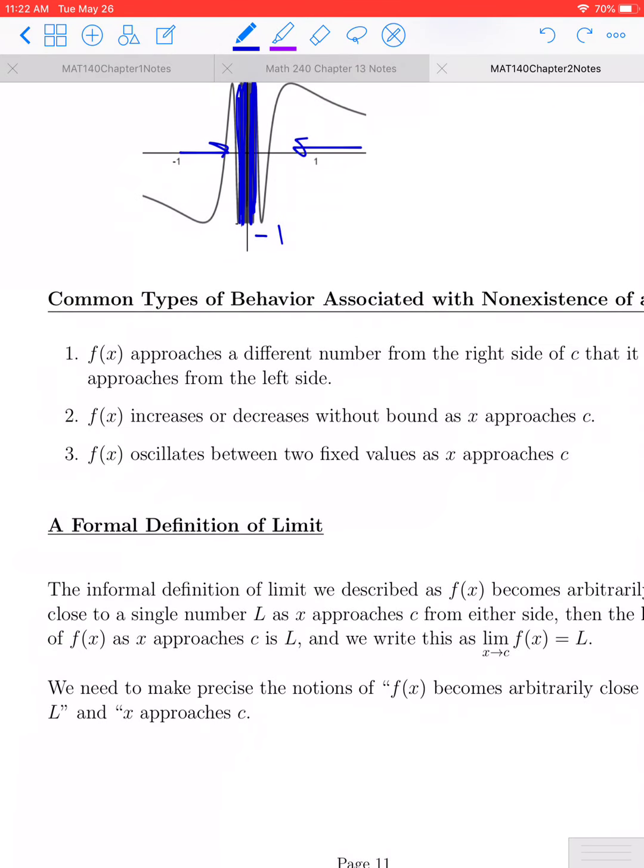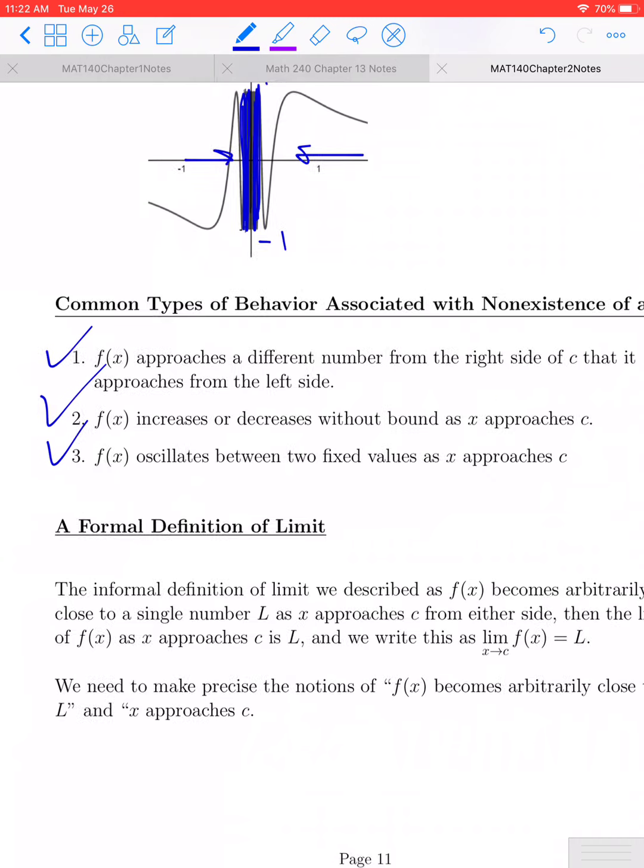So again, those are the three common types of behavior associated with non-existence of a limit. You have a different left-hand side or right-hand side approach. The function becomes unbounded as x approaches c, or the function oscillates between two fixed numbers and doesn't decide to approach one number. That's another reason why the limit fails to exist.